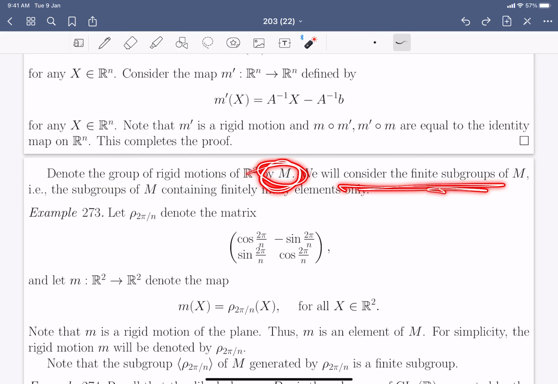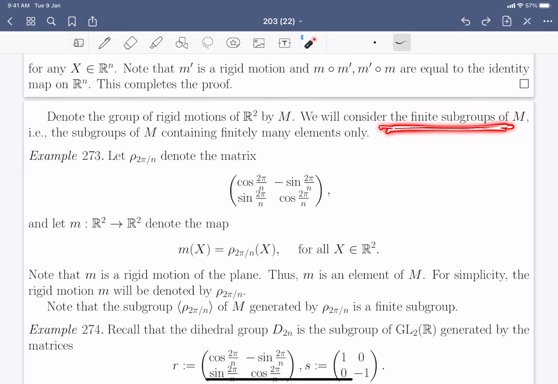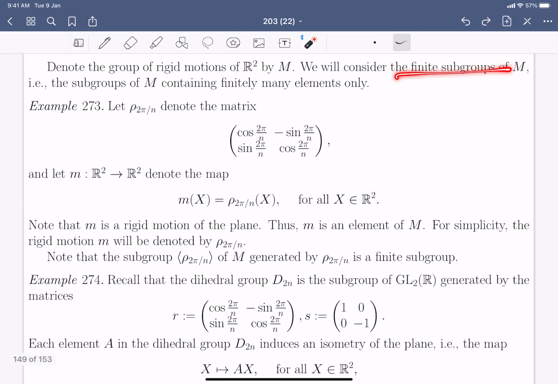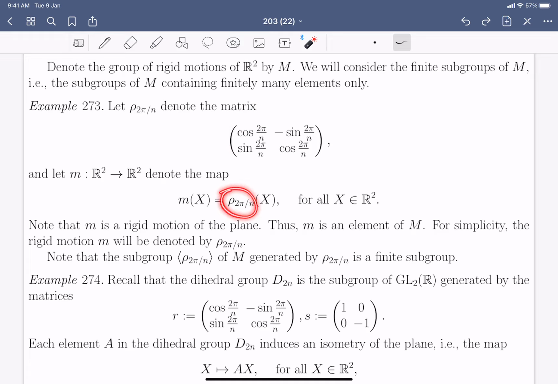From now on we are going to study the finite subgroups of M, that is, the subgroups of M containing only finitely many elements. Before having a detailed study of these finite subgroups, it is good to have an example of certain finite subgroups of M. For instance, if you look at this matrix, one can verify immediately that it is a 2 by 2 orthogonal matrix. This is an element of O2, the group of 2 by 2 orthogonal matrices, and one can check that this map, x going to ρ_2π/n times x, that is the product of these two matrices.